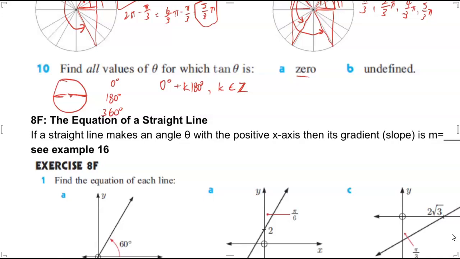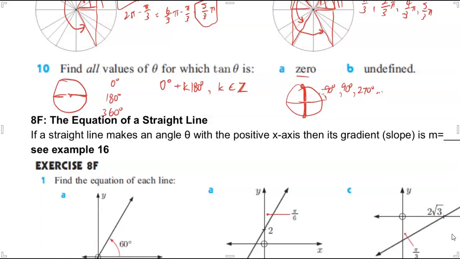Okay, what about all values of theta for which tangent theta is undefined? So undefined, that would be any triangle that is pointing straight up or pointing straight down, right? Because the tangent of 90 degrees is undefined and the tangent of 270 degrees is undefined. And so basically the pattern is 90 degrees, 270 degrees, could be negative 90 degrees, etc.